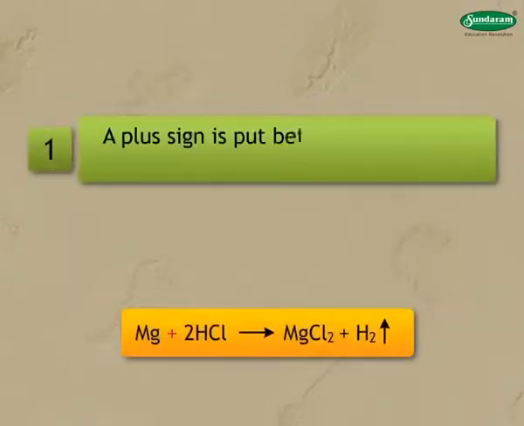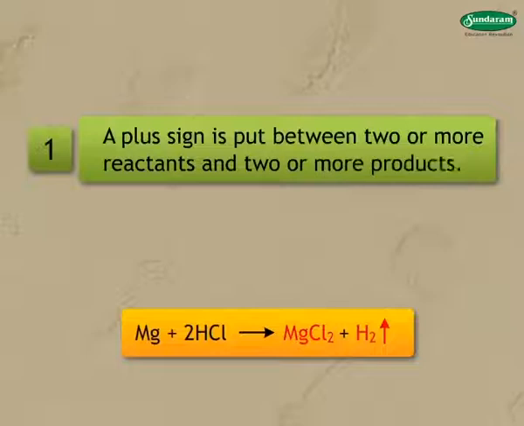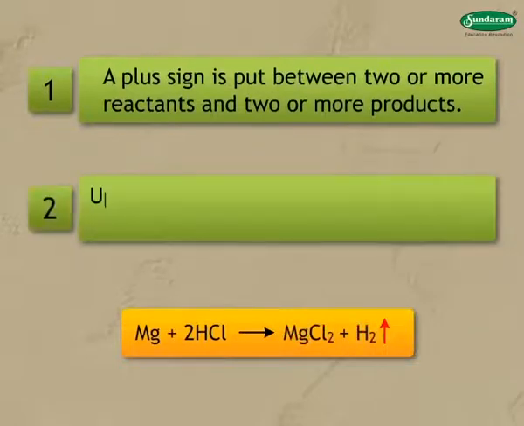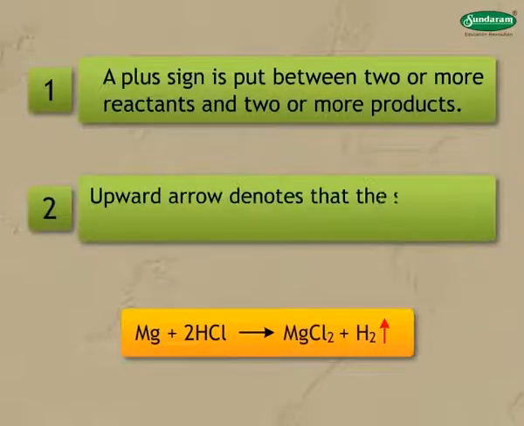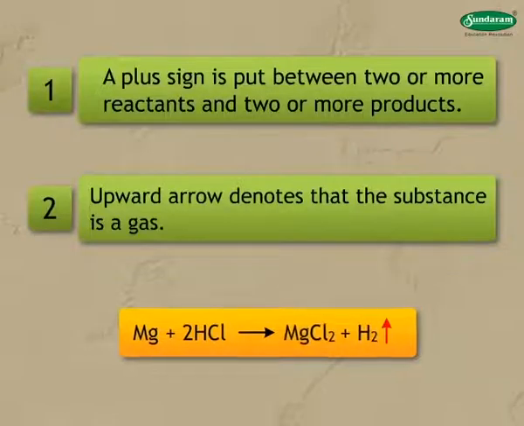Remember, 1. A plus sign is put between two or more reactants and two or more products. 2. Upward arrow denotes that the substance is a gas. This is how chemical reactions are written.